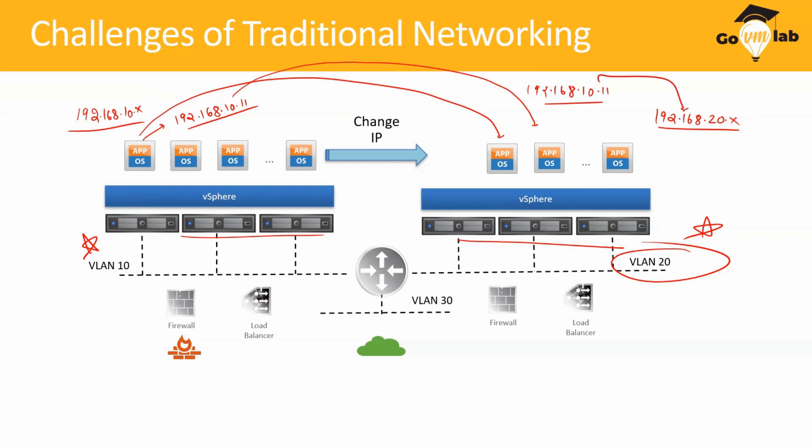Do you think 10.11 can talk to the 20.x workloads running on this particular cluster? No. Then this is not a vMotion. The moment the VM comes here, it will lose connectivity, because this network only allows VLAN 20 traffic. That's the problem. So then what will you do?